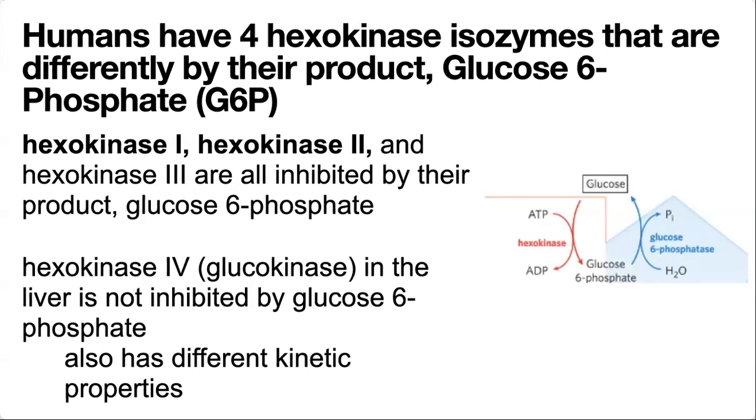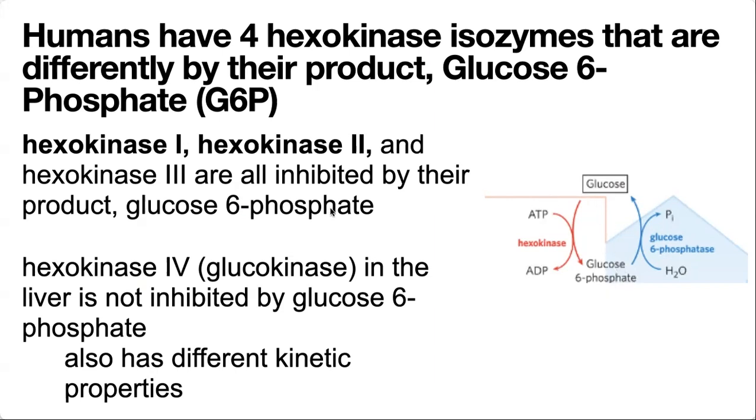So hexokinases 1, 2, and 3 are all inhibited by their product, glucose 6-phosphate. So remember, this is one of the ideas we talked about before, where if you're inhibited by your product, you have negative feedback, so that you don't keep making product if it's building up. If it's something that you don't need, then don't. And so basically these enzymes are going to be controlled in that way.